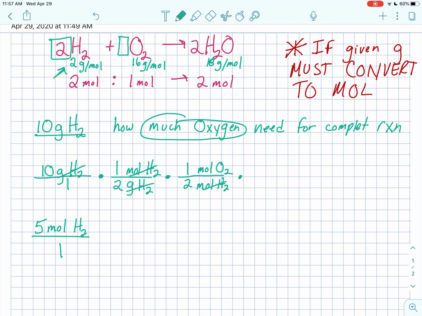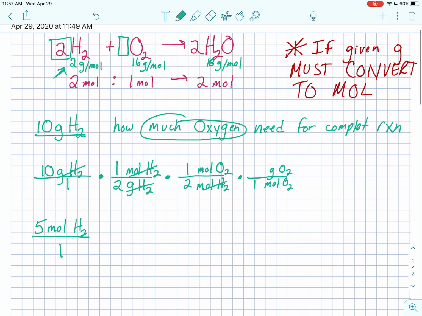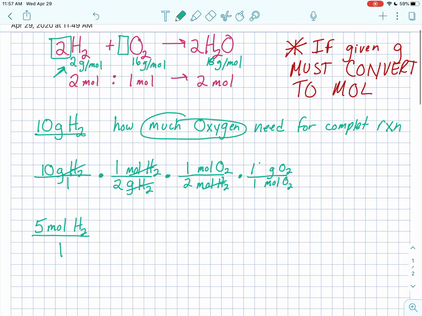Same thing now. I'm going to cross off my moles of hydrogen. I don't want to end with moles of oxygen. I want to end with grams of oxygen. So once again, now that I'm at oxygen, I can use my molar mass to compare moles of oxygen to grams of oxygen. And so I have 1 mole of oxygen is 16 grams of oxygen.